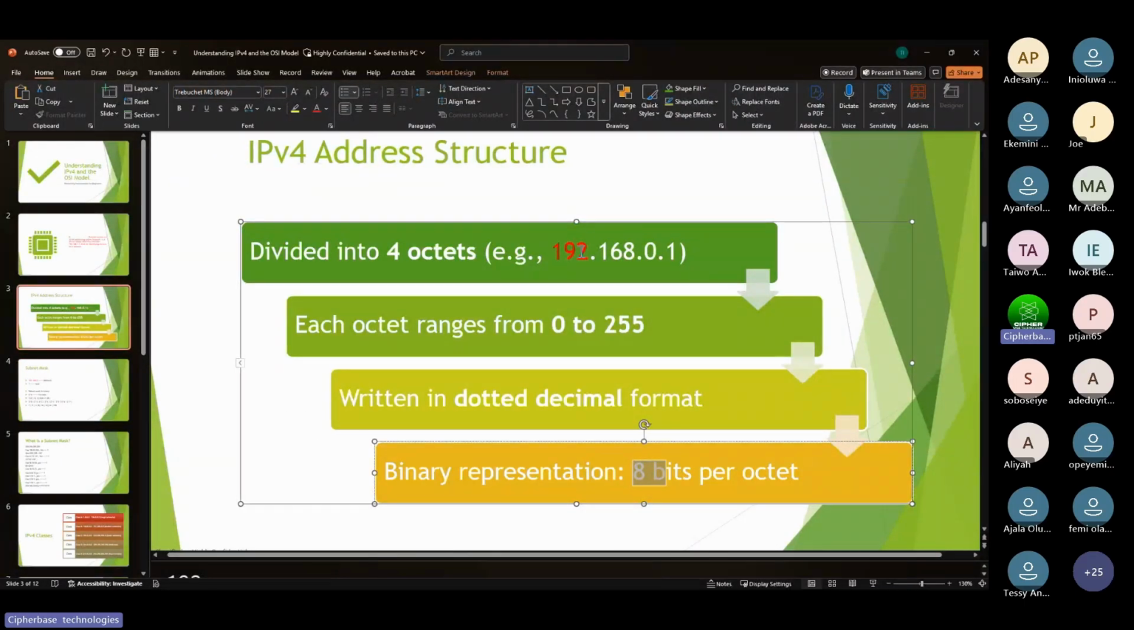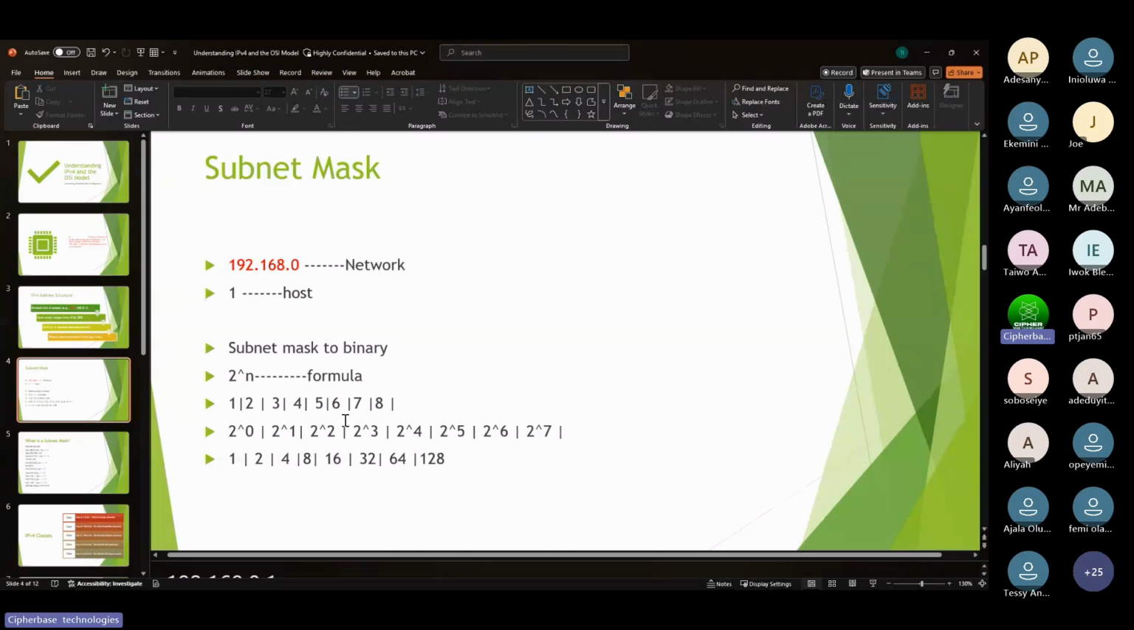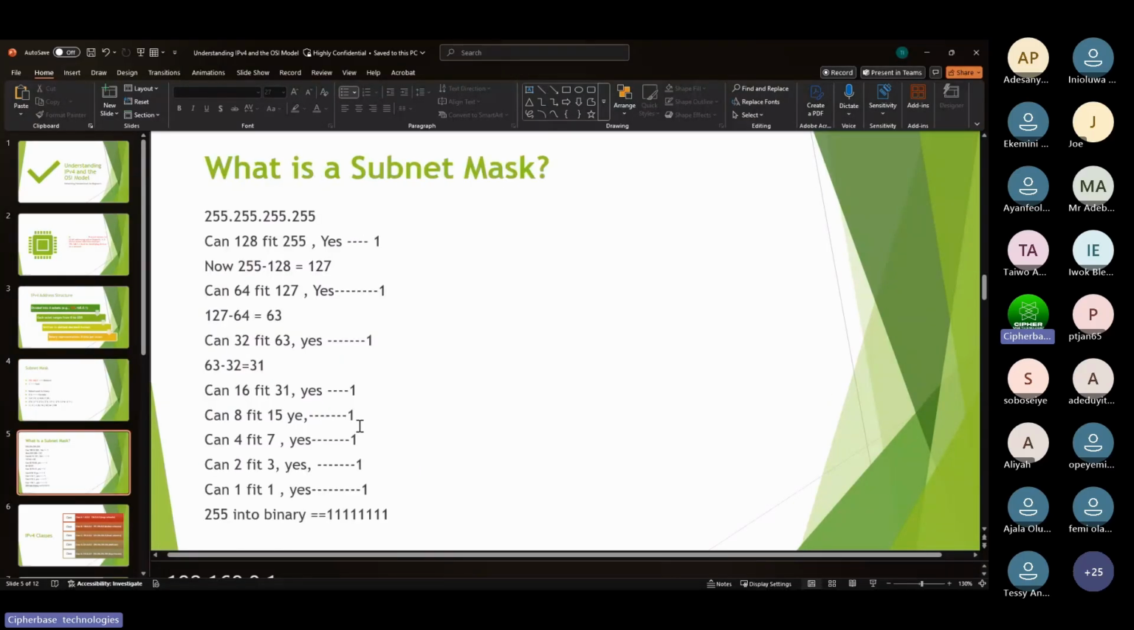So now, as you can see here, the 128, which is 2 raised to power 7, we got from the previous slide. Now we want to know how many times can we see this 128 in 255? Of course, it's 1. So we put that one down.